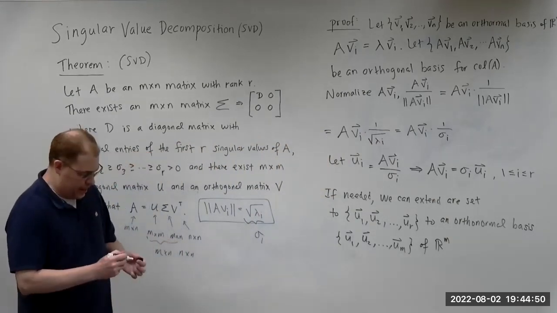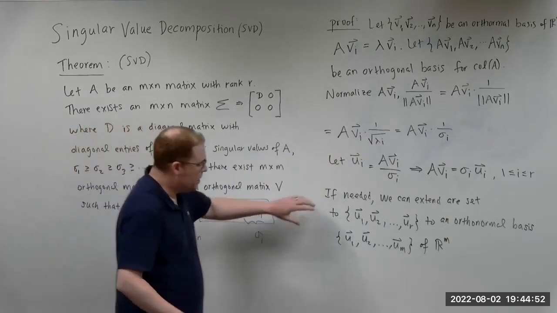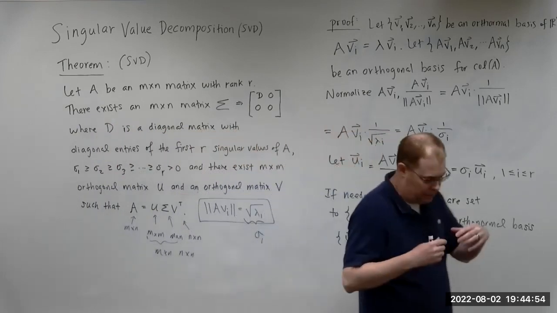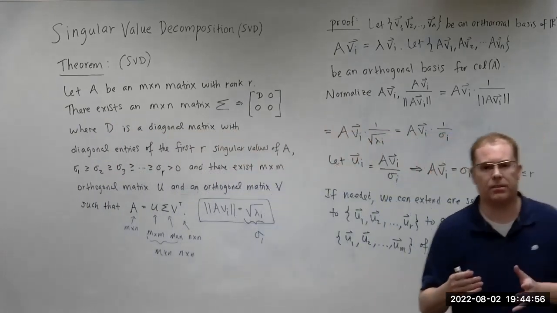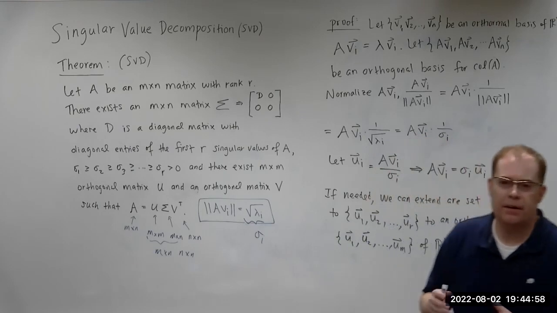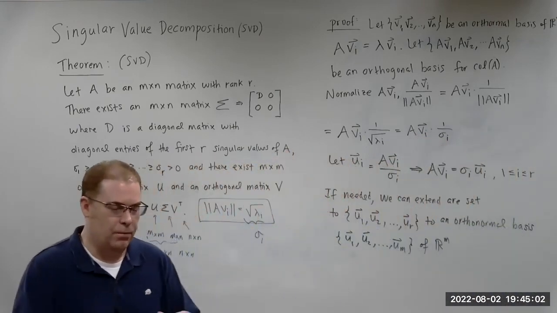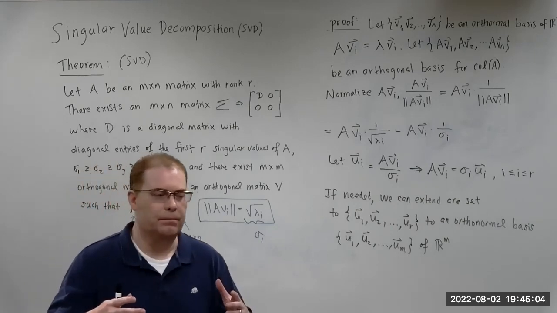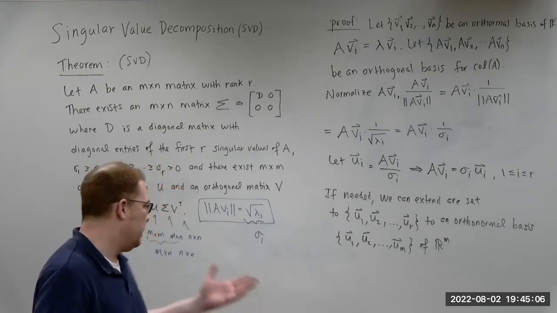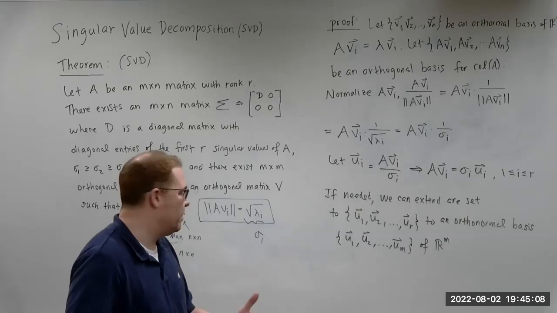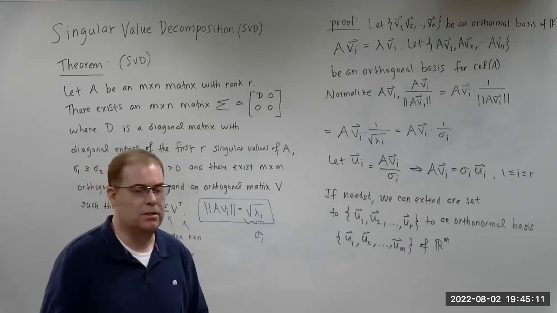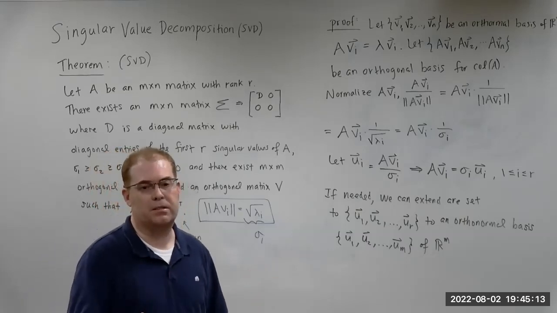All right. And that can be done. This right here: if you're given a collection of vectors, and you want to extend it, basically if they're orthonormal bases and you want to extend those, then you use a process called the Gram-Schmidt process.